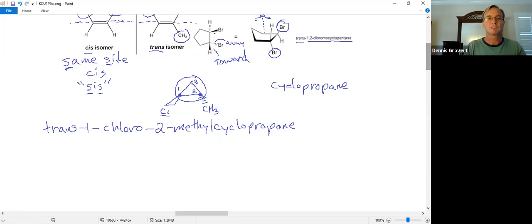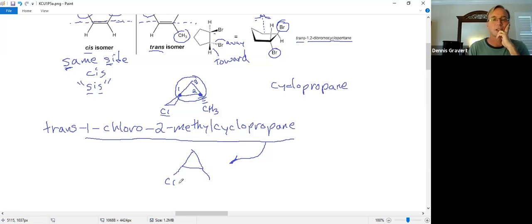What if someone was not so careful? And remember, when you are drawing it, you get to decide how you want to draw it. So someone says, I'm drawing this. What's the name of this compound? Well, it's still going to be 1-chloro-2-methyl cyclopropane.